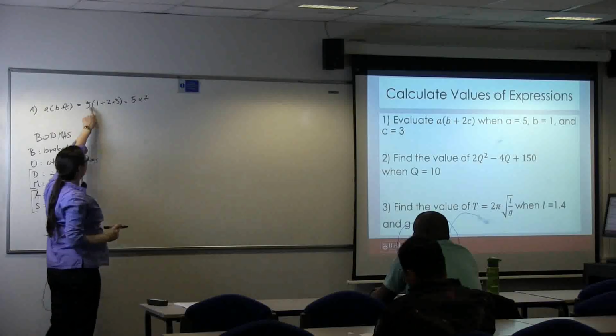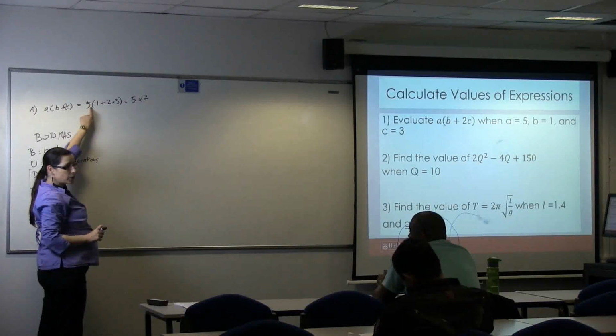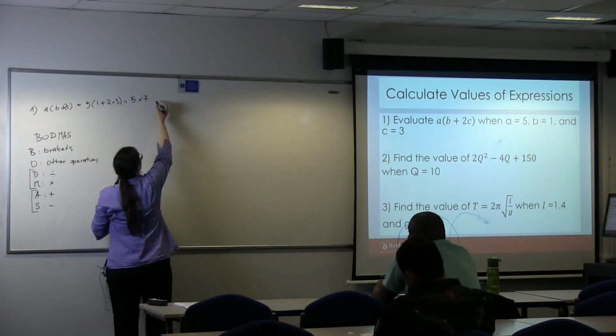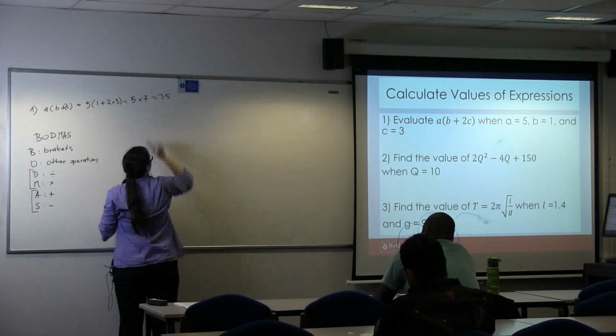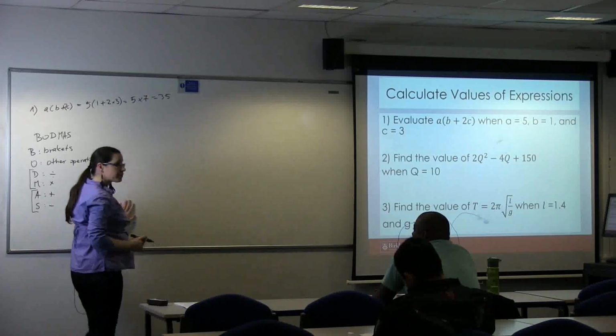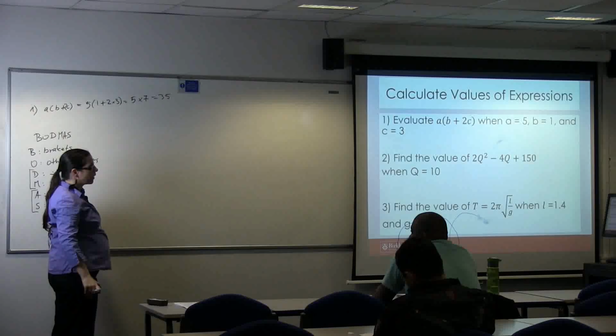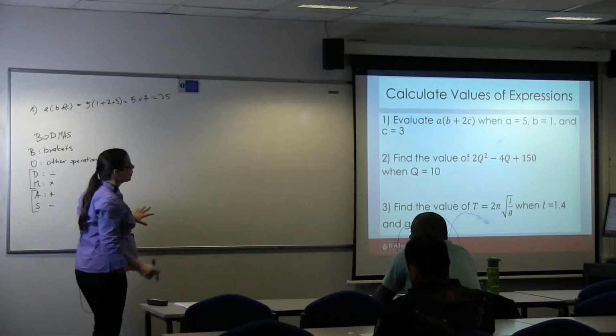And I always remember that if there's no sign in front of the bracket, that's multiplication. And then I can carry out the final calculation, and the answer will be 35. Okay, so whatever this formula was used to calculate, the final value is 35.